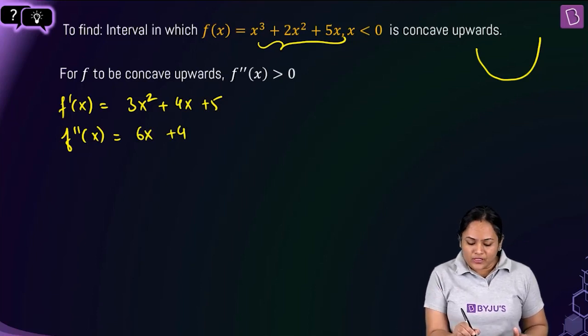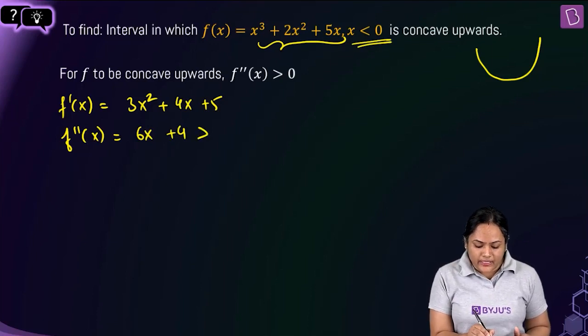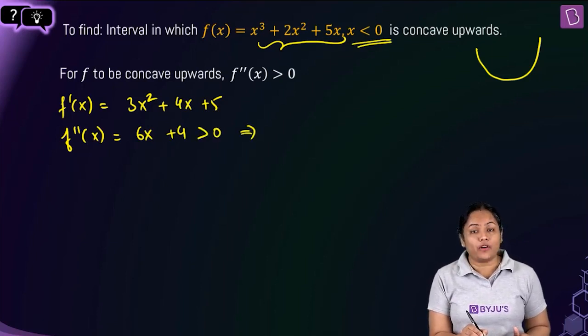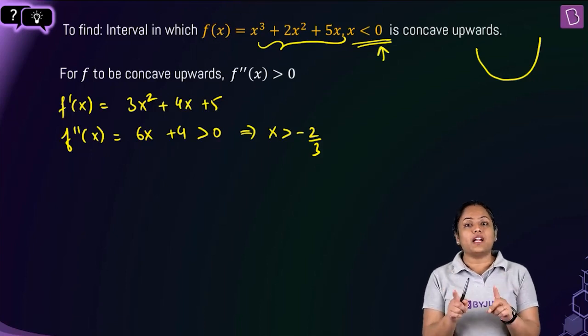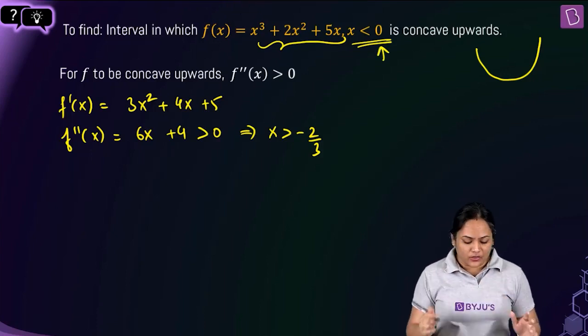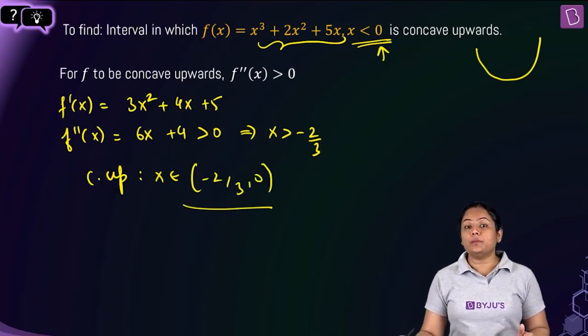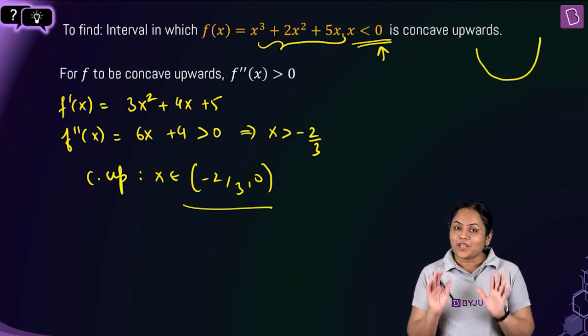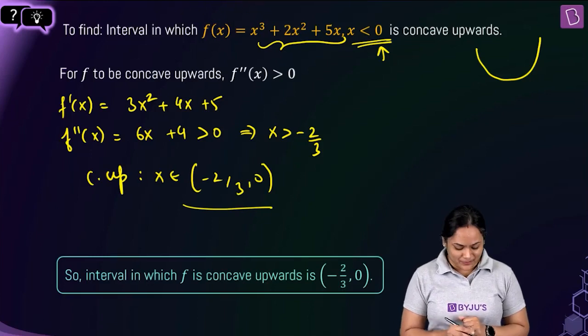And when I double differentiate, f double dash x actually is going to come out as 6x plus 4. Clear? Now, since my x is less than 0, they have already mentioned this. And when I take it greater than 0, from here, the value of x comes out as greater than minus 2 by 3. But still, it has to be less than 0 because that is what they have mentioned in the question. So, therefore, I can say that it will be concave up when x lies between minus 2 by 3 to 0. This will be the interval. Understood how we have solved this? Perfect.